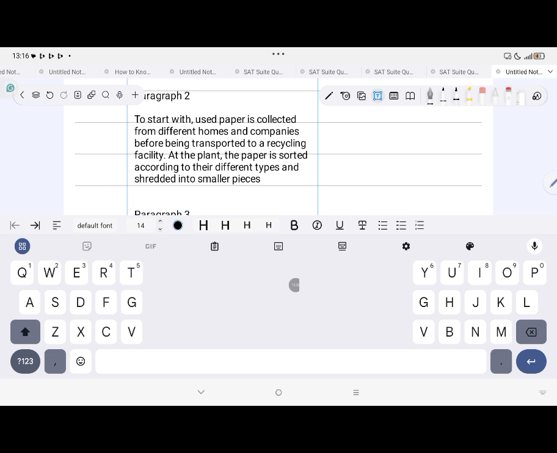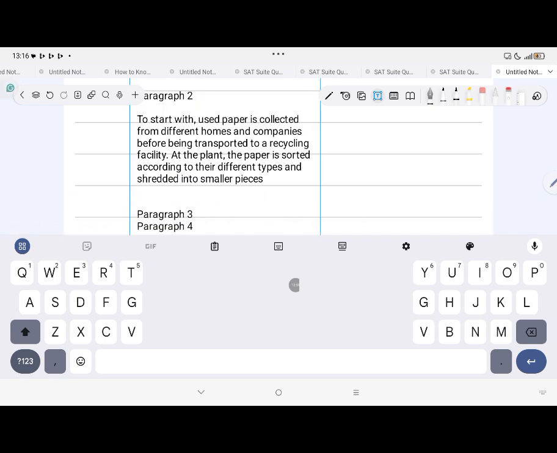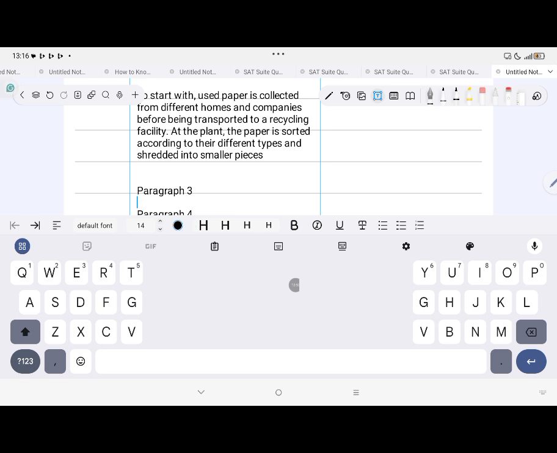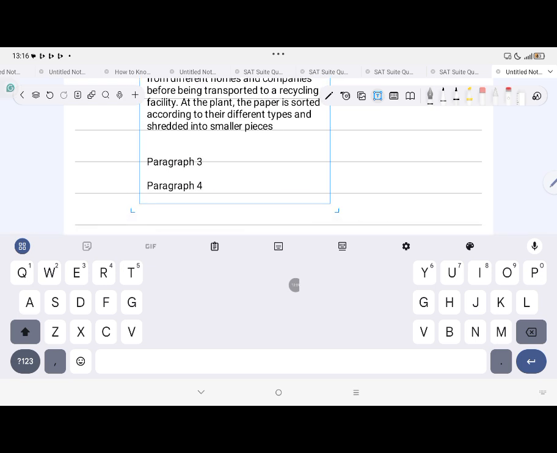So we've mentioned the fact that the papers are collected from different places and then taken to a recycling facility, and then at that facility, they are sorted into their different types and then shredded into smaller pieces. Then the next paragraph talks about the second half of the process. So in this paragraph, we want to describe the remaining stages until the final stage.